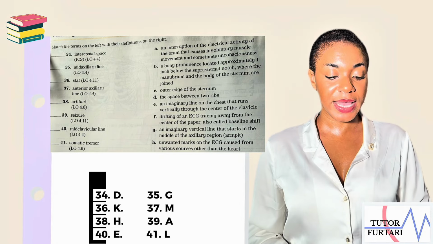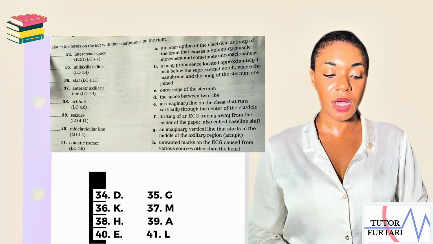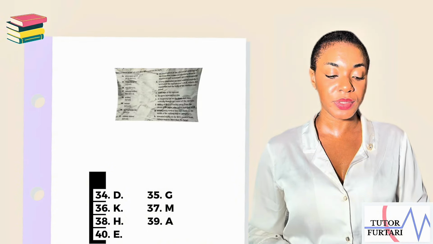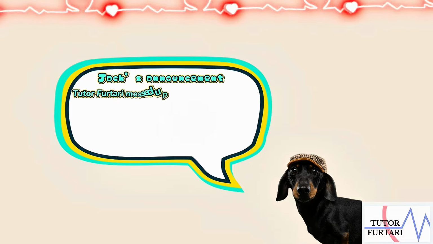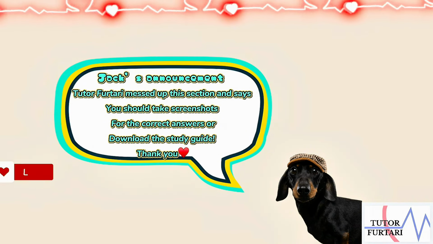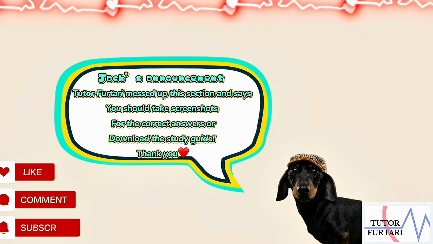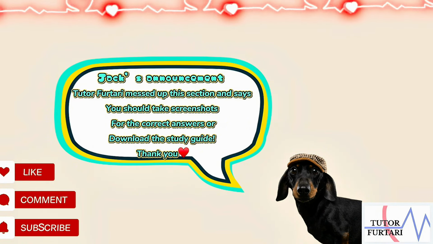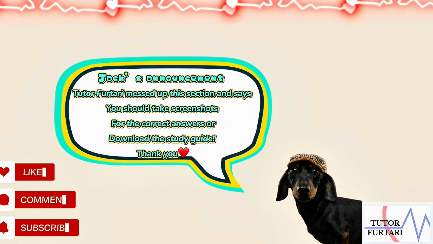43, AC interference, and that would be unwanted marks on ECG from electrical sources. Tutor Futari messed up this section and says you should take screenshots for the correct answers or download the study guide.